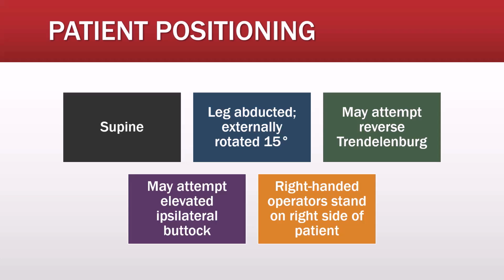The thought process is that this engorges the femoral vein. In our morbidly obese population, we may attempt an elevated ipsilateral buttock raise with a pillow or a towel roll. This would expose the femoral site more easily for us.